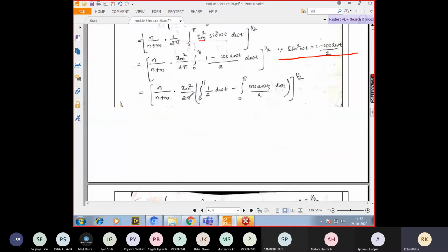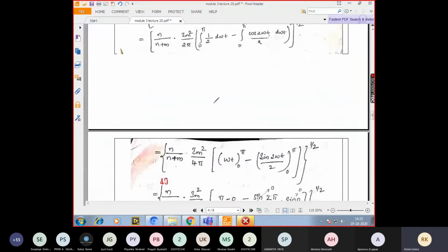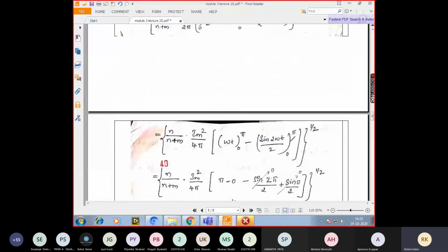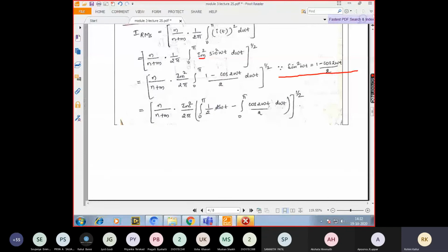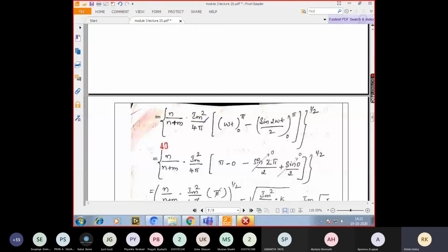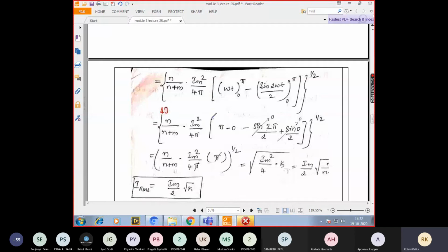It will be equal to here. It is Im square by 2 pi. Then we have 1 by 2. This 1 by 2 I am taking it out. Okay. Here also I have 1 by 2. Here also I have 1 by 2. So the 2 we will be taking it out. When we take it out, you will be getting it as Im square by 2 pi into 1 by 2, that is equal to Im square by 4 pi.